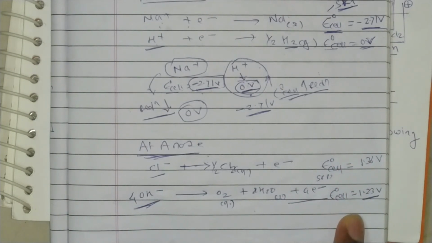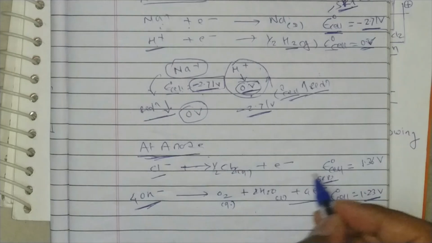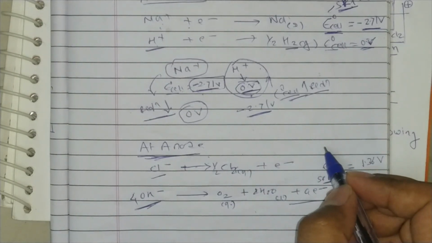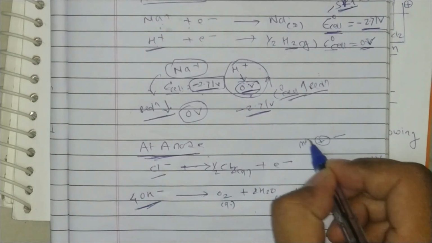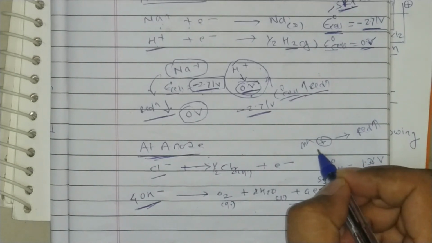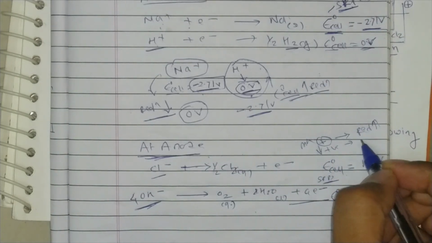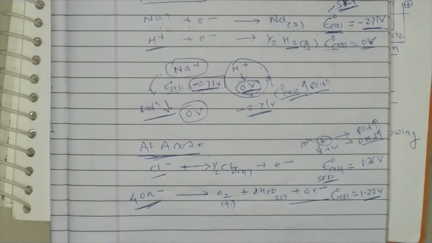Now according to our rule, if the standard reduction potential of any half cell is positive, like we have seen in the case of the Na plus and H plus ion, and more positive, then its tendency to undergo reduction is very high. If it is less positive, then its tendency to undergo reduction is very less. It means its tendency to undergo oxidation is very high. Are you getting the point or not?